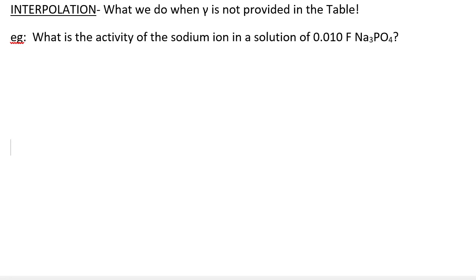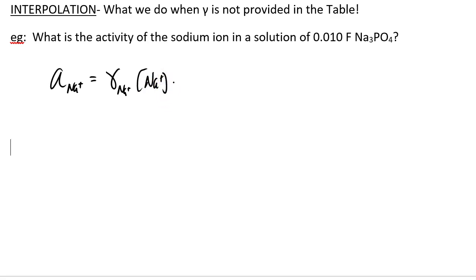Hi everyone. We're going to talk about interpolation, which is what we do when an activity coefficient is not provided in a table. So in this example, they want to know the activity of the sodium ion in this solution. So I'm going to write the equation for activity. That's just equal to the activity coefficient of sodium times the concentration of sodium.